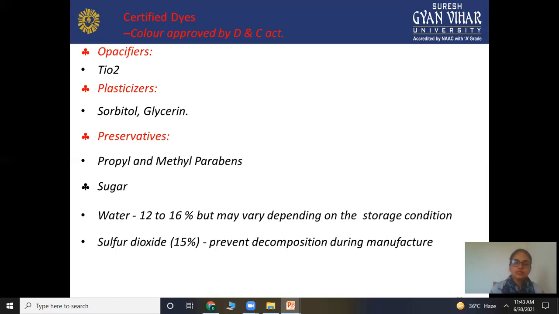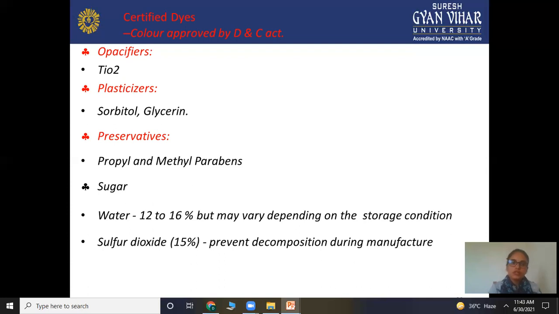And next is plasticizer. Plasticizer is also used in the formulation of hard gelatin capsule. Examples of plasticizer are sorbitol and glycerin. These plasticizers help to provide plasticity to the capsule. Next is preservative. Preservative examples are propyl and methyl parabens. Sugar is also used at the required concentration. So the major preservatives are parabens, that is, methyl and propyl.